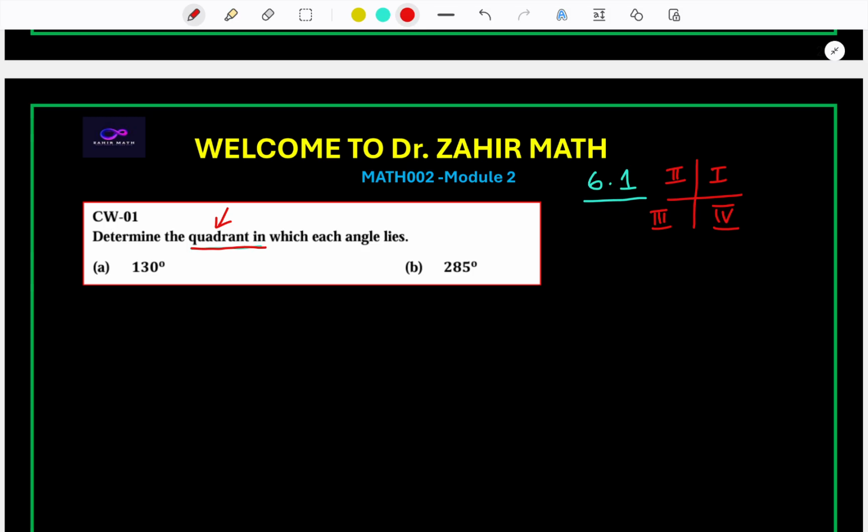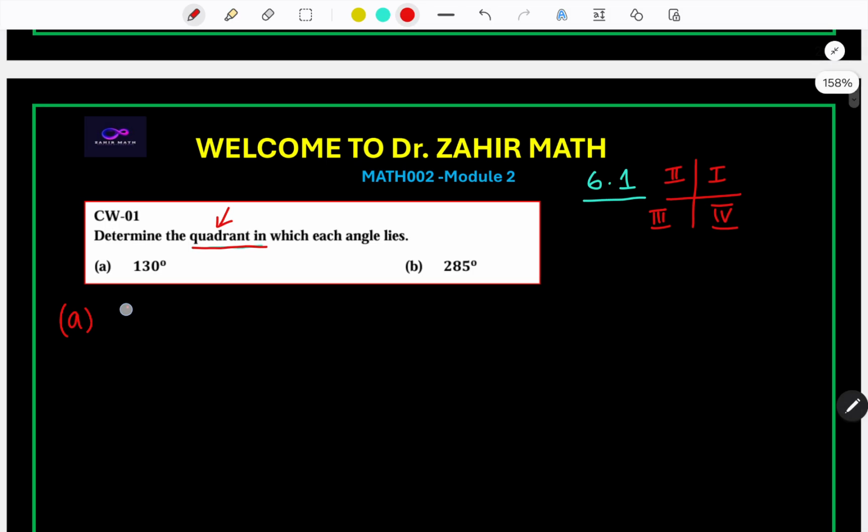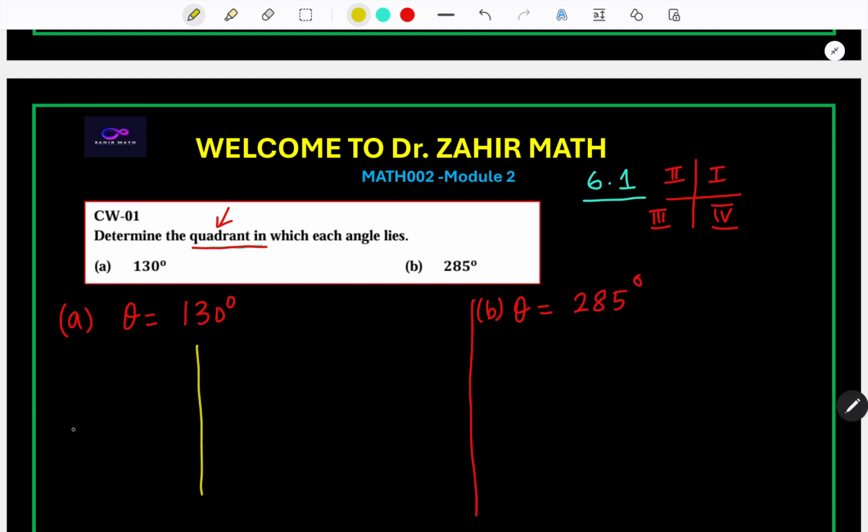That is the question. So we have two questions. A, theta equals 130 degrees. And the next question, B, theta equals 285 degrees. So what is the question now? Determine which quadrant theta lies in. So we are going to draw this one. This is your 0 and 90 and this is 180. This is 270 and this is 360.